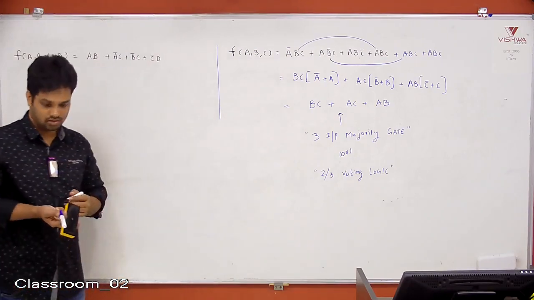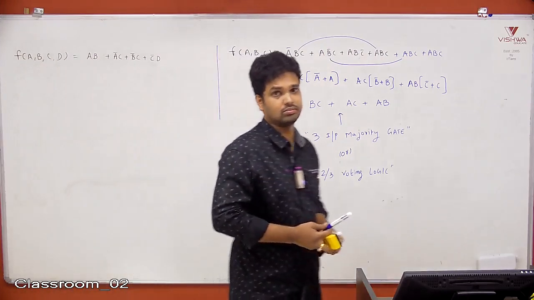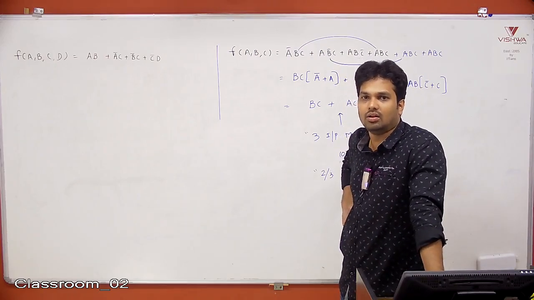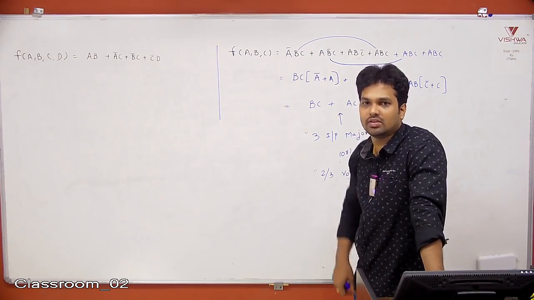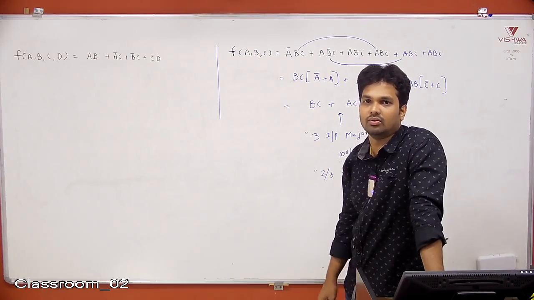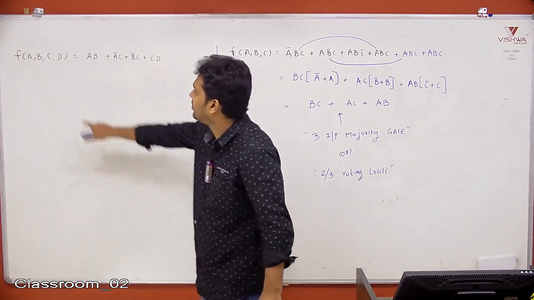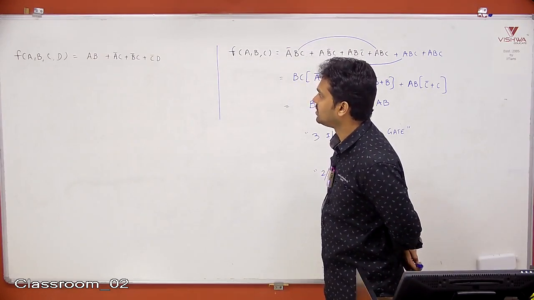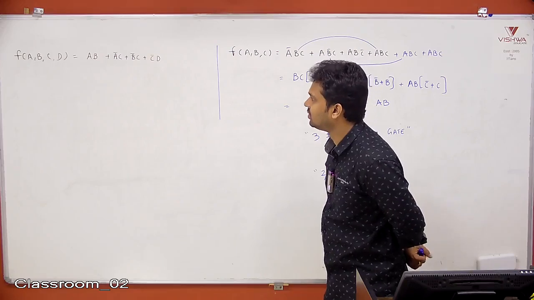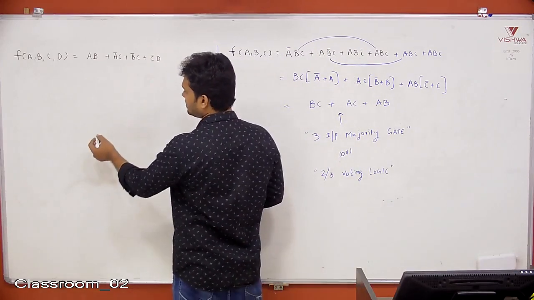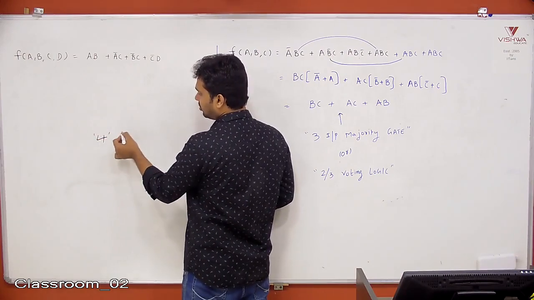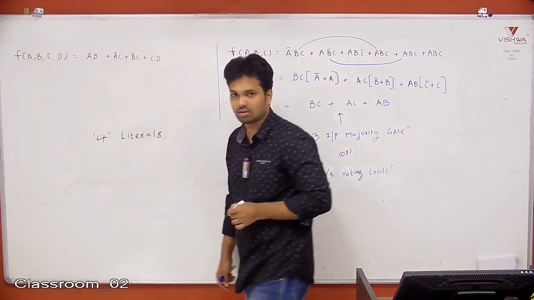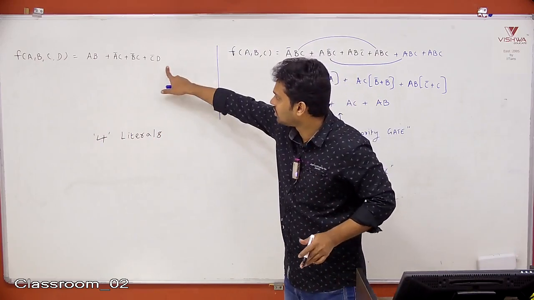Right. Let us take one more question. Write down the question. Minimize the function f of abcd equal to, please copy this function, f of abcd equal to ab plus a bar c plus b bar c plus c bar d, into 4 literals. Minimize the function f of abcd equal to this one into 4 literals.